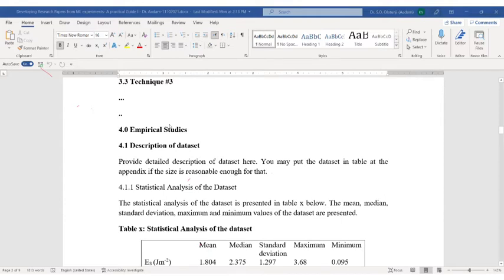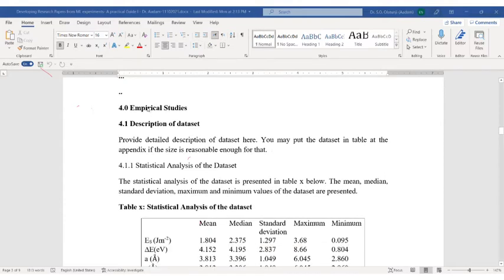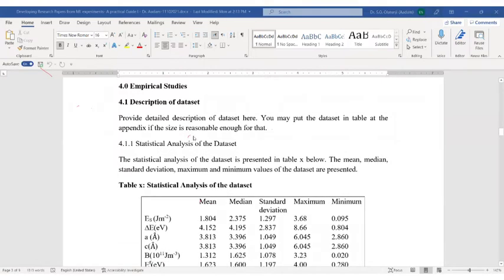And then we move to the empirical studies, which is where the machine learning experiment actually starts. So, the empirical studies, starting with the description of the data set. This is why you have to talk about the data set you want to use. Tell us clearly where you got the data set from, give us the link. This is very, very important.